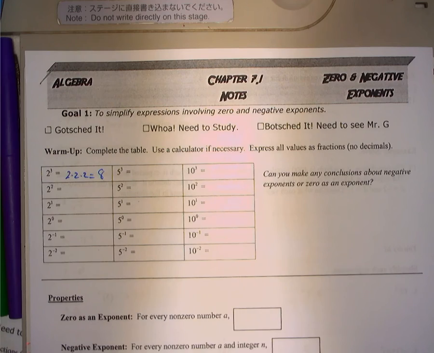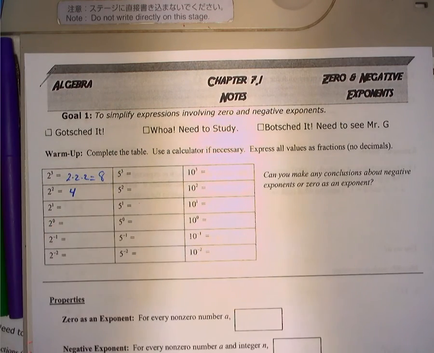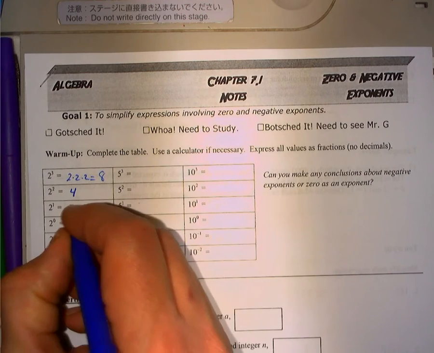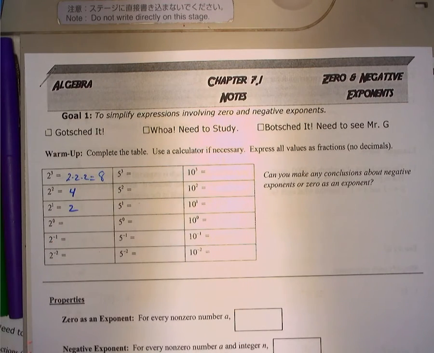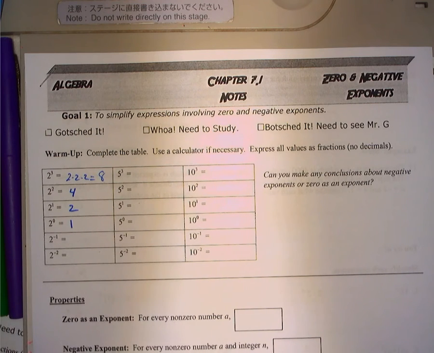All right, so then 2 squared we know is 2 times 2, which is 4, and we know 2 to the first is just 2. What's 2 to the 0? Nope. Nope, good guess. 1. It's just 1. If I type it in my calculator, 2 to the 0 power is 1.